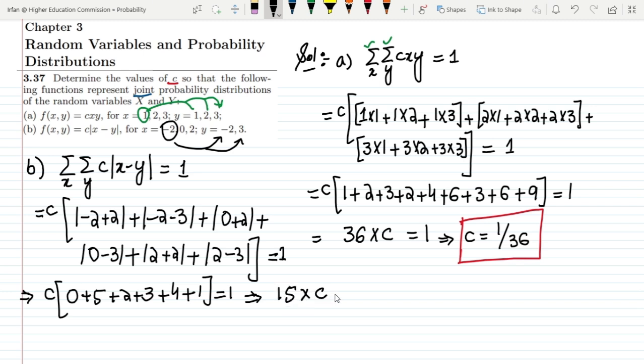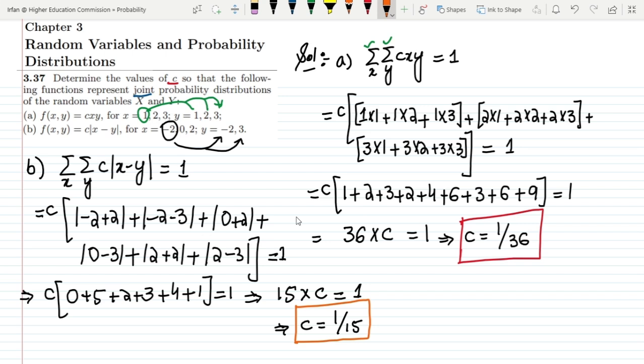So now adding them together, 5 plus 5 is 10, and this 5 is 15, so 15 multiplied by C, that is equal to 1, which will ultimately give me what? The value of C will be equal to 1 over 15. Okay. So that is the solution of part B of our question.